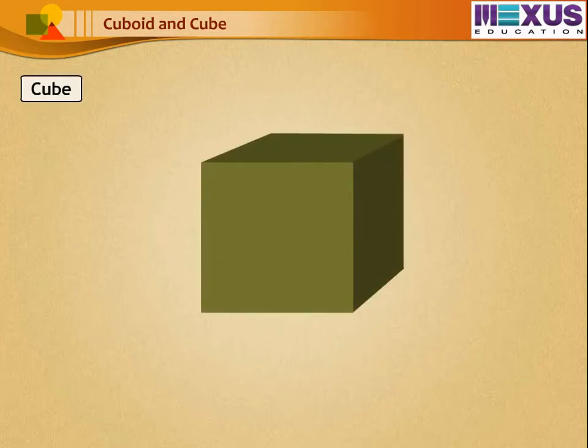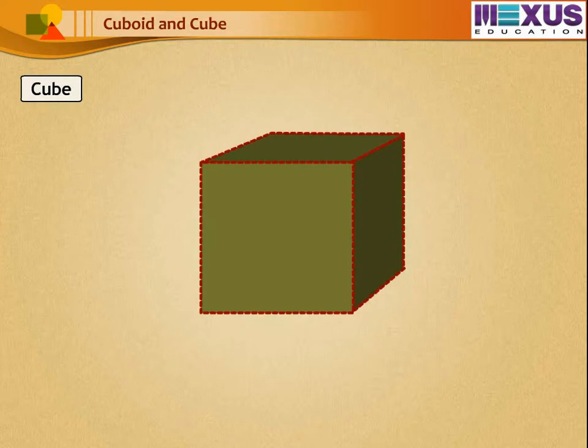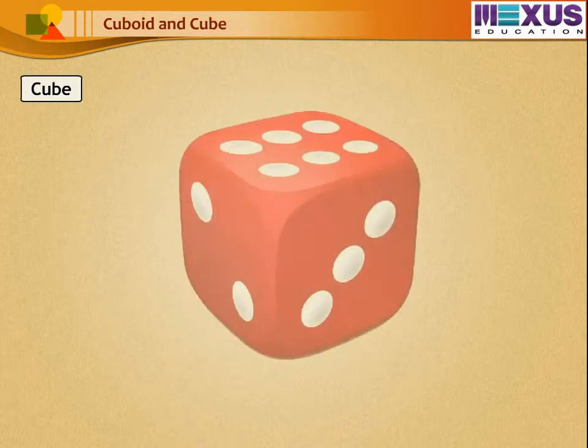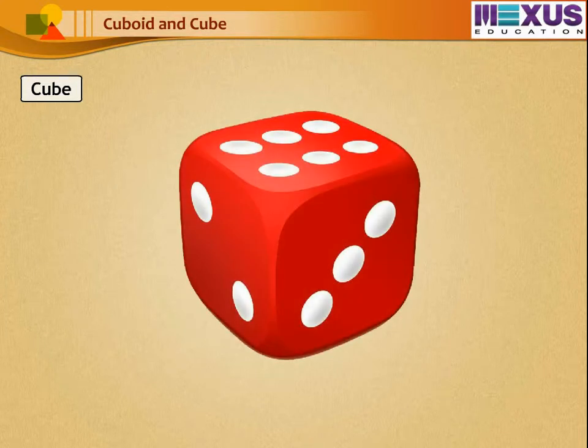Cube is one of the box-shaped solid object. Cube is like a cuboid whose faces are squares of the same size and whose length, width, and height are equal. A dice is an example of a cube.